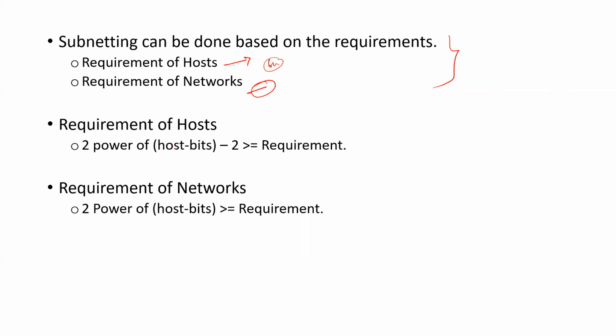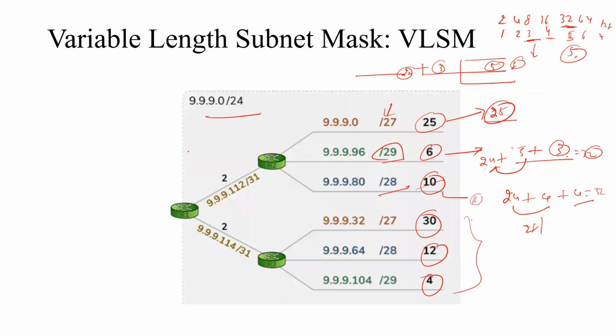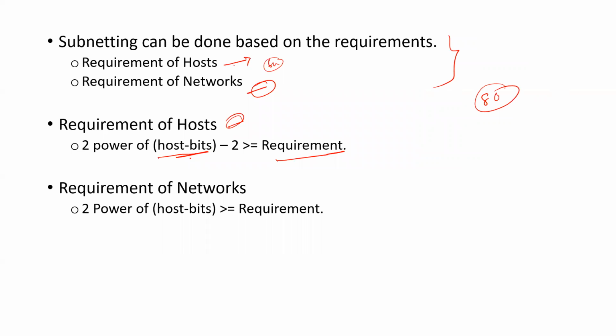So here we have a requirement of hosts. Suppose our requirement is some 80 IP addresses. So how many host bits? We are discussing that depending on 2 to the power of host bits, we are calculating the subnet masks, right? So 2 power of how many host bits we can take will get us the requirement. That's related to the requirement of hosts.